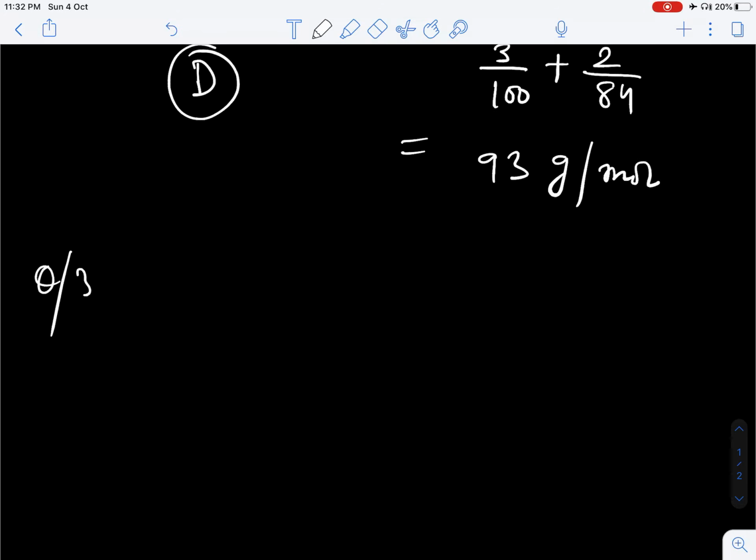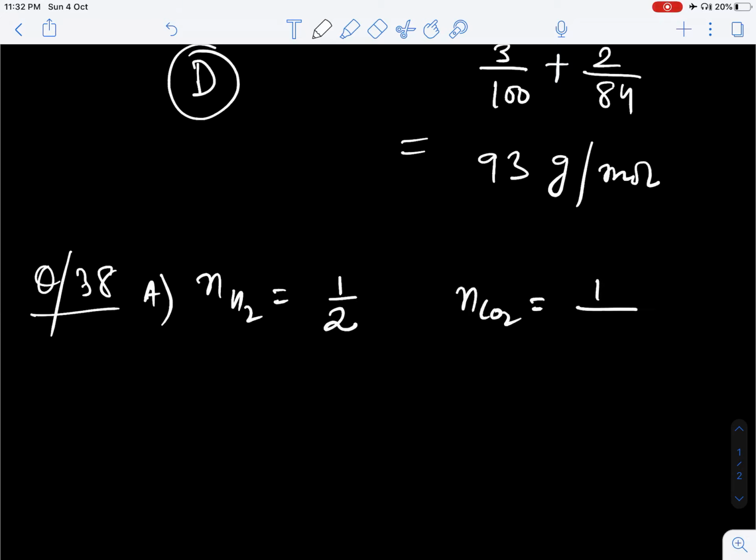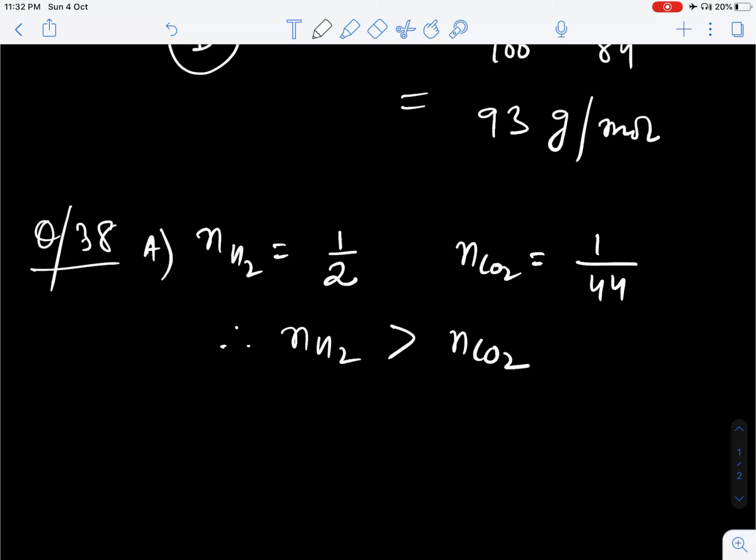Question number 38. Which of the following is not correct? The number of molecules in 1 gram H2 is greater than the number of molecules in 1 gram CO2. So we will find for option A, the number of moles of H2, which will be half, and the number of moles of CO2 is mass given upon molar mass, which is 44. So the number of moles of H2 is greater than the number of moles of CO2 because the molar mass of CO2 is more. So the more the number of moles, the more the number of molecules. That means option A is correct.